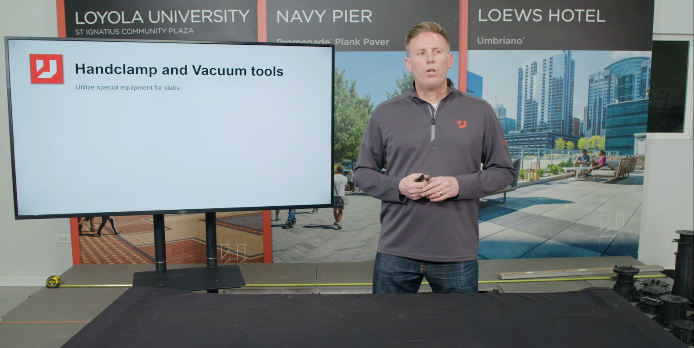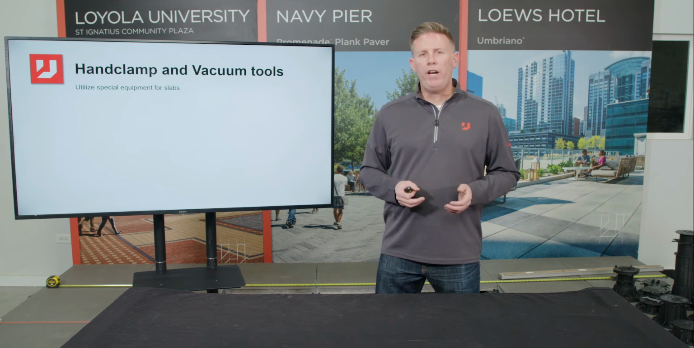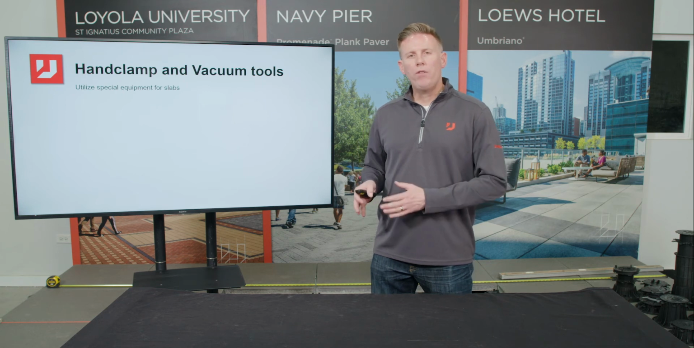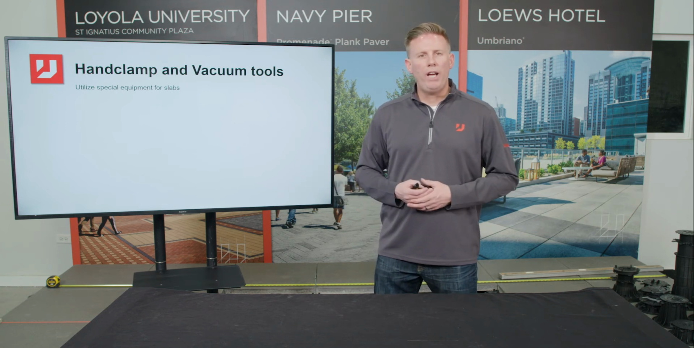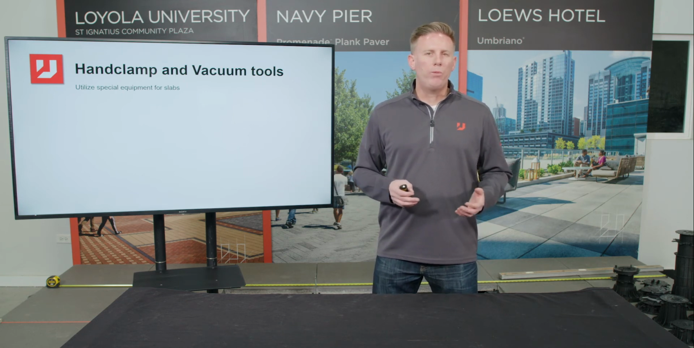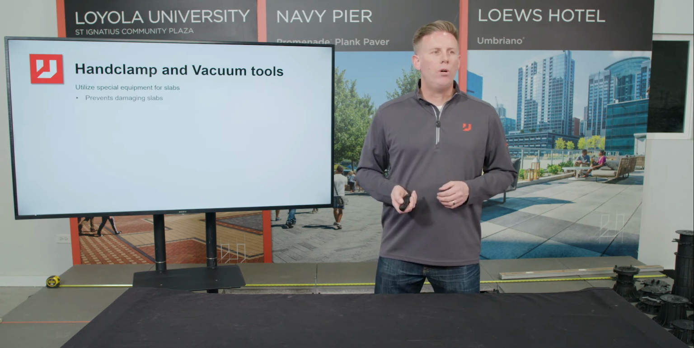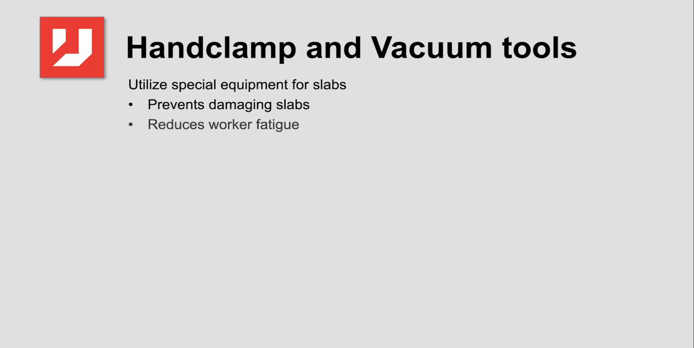The last thing we want to talk about is using hand clamps and vacuum tools. The nice thing about these tools is, again, they're designed for these larger 2x2 slabs, so it's going to help out with labor and not make it so difficult to pull these up and move them. Prevents damage in the slabs as well, and reduces worker fatigue.